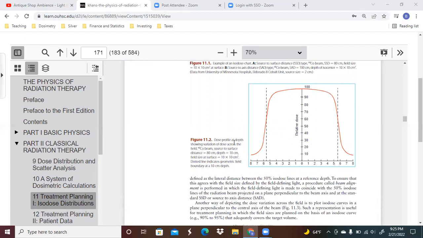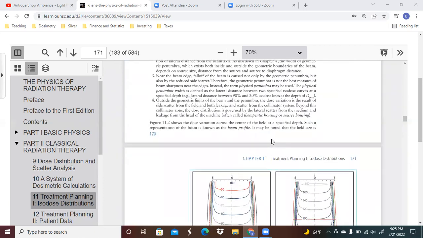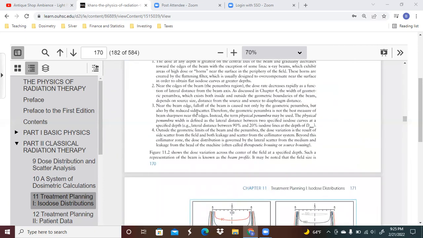That is going to be where you start to see the penumbra, where you're not seeing the full-on beam as you are out here. You're beginning to eclipse part of it, which is really what you're seeing over here. Near the beam edge, the fall off is not only caused by geometric penumbra, but also by reduced side scatter. In other words, you don't have as much exposure to scatter over on the sides. And therefore, the geometric penumbra is not the best measure of the sharpness near the edges. Instead, you might use physical penumbra.